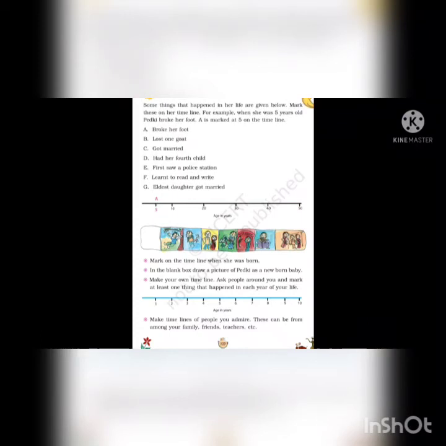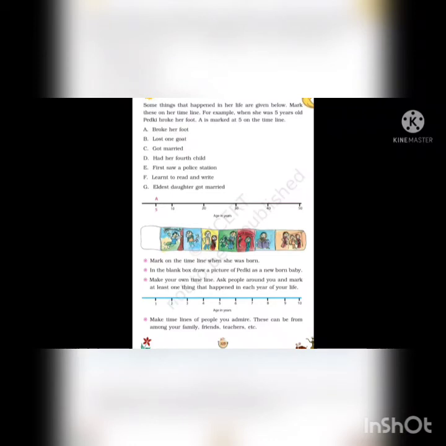Next is mark on the timeline when she was born. So you have to mark on the timeline when she was born. It was before 5 years. Okay, so it was before 5 years. So you will mark before 5. Next is in the blank box, draw a picture of Petki as a newborn baby.